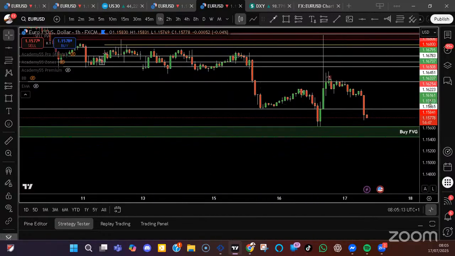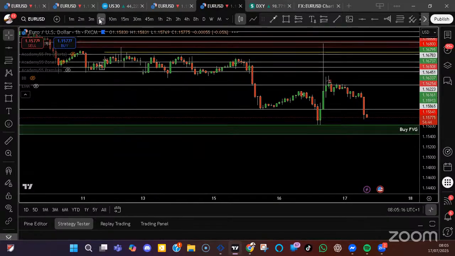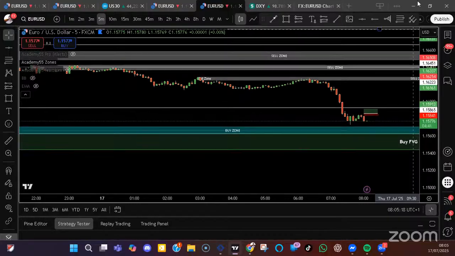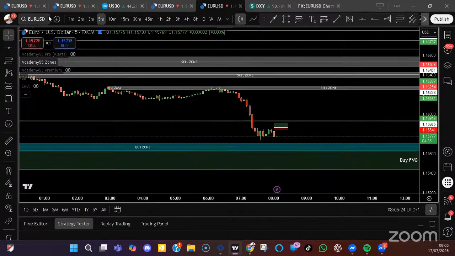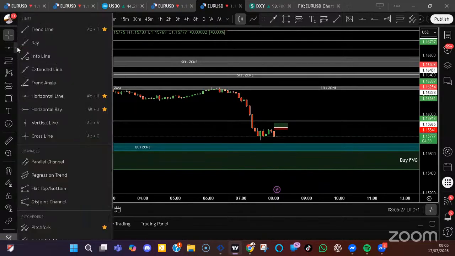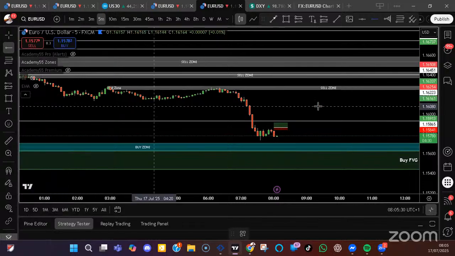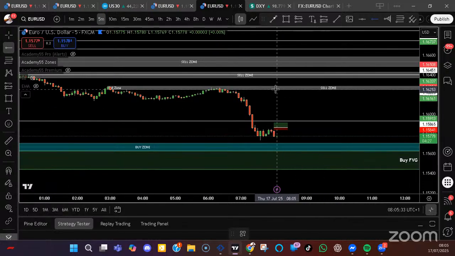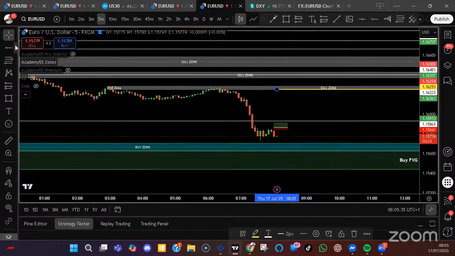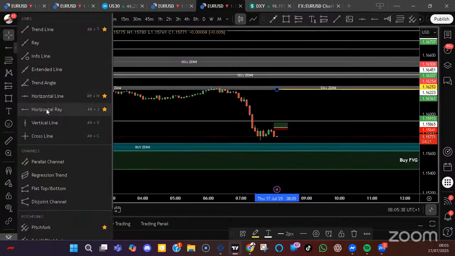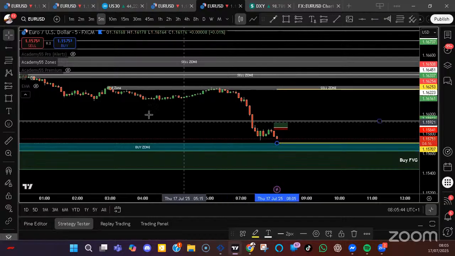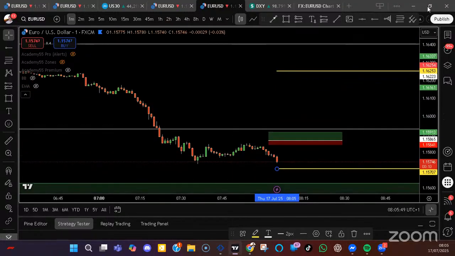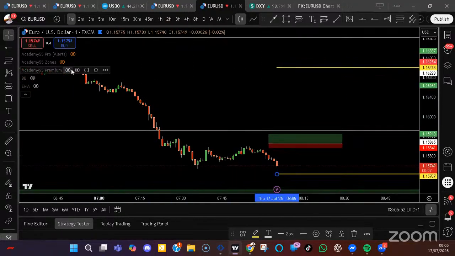Going down to the 5 minute. And marking up these buy and sell zones. And that's marked the charts. Put it back on the minute. And get the alerts back on.